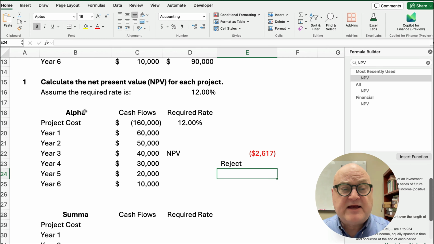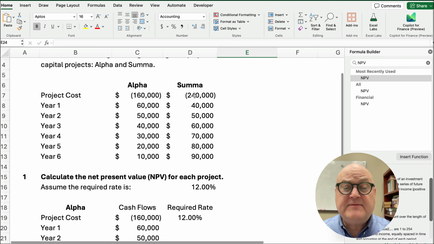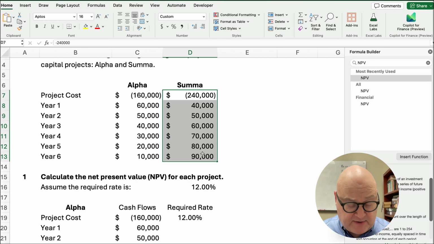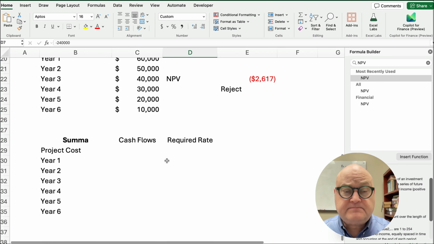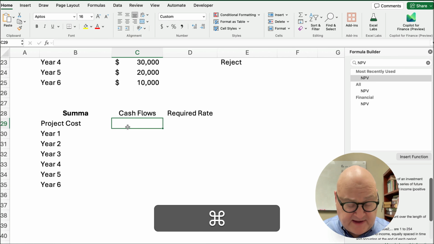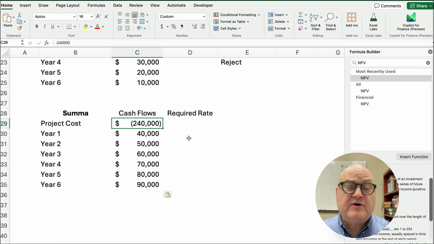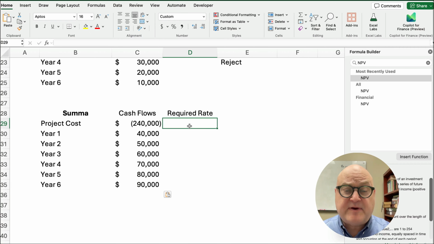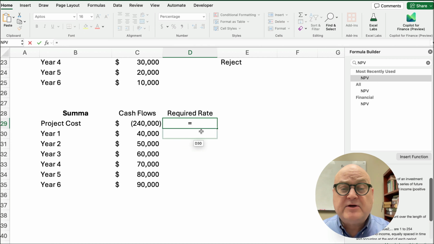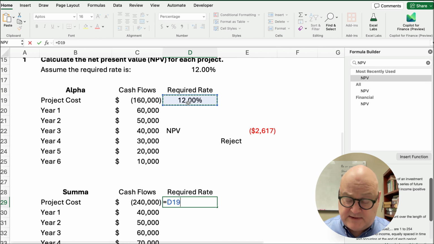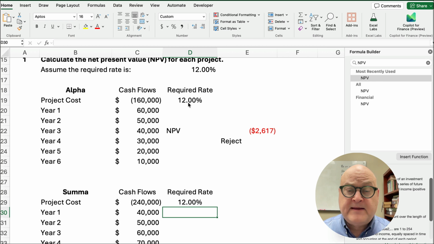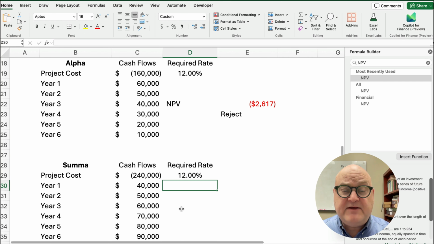Okay, so that's how we do the net present value. We've got another one to do, the same type of problem. Let me show you how this works. So for Summa, we have the same kind of thing. We have a $240,000 cost, and then we have 6 years of positive cash flows. We still want a 12% rate of return, and so we're going to calculate the NPV.